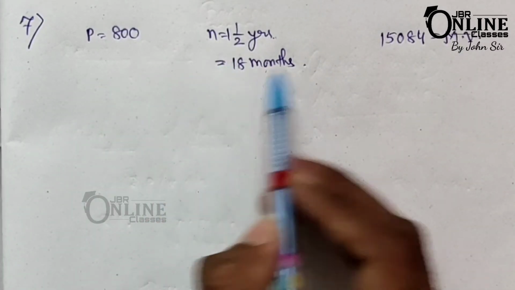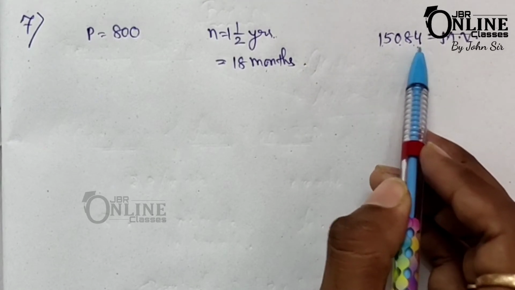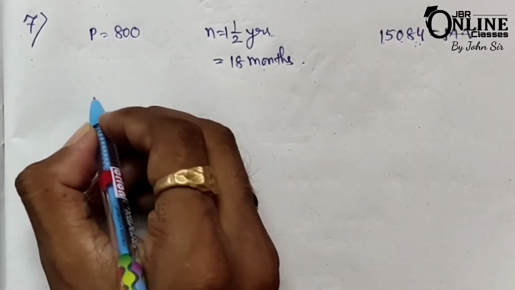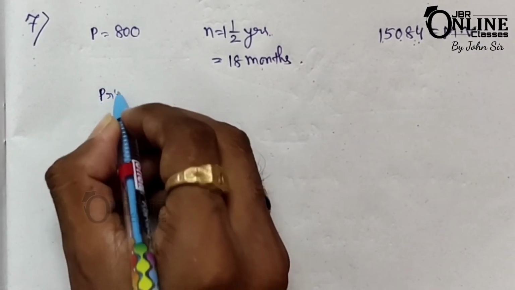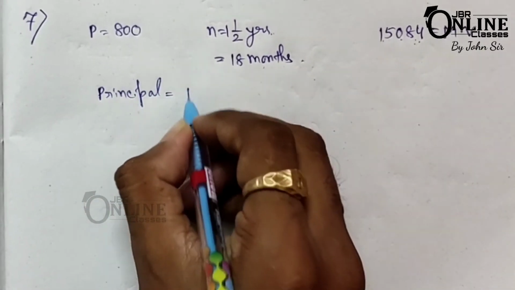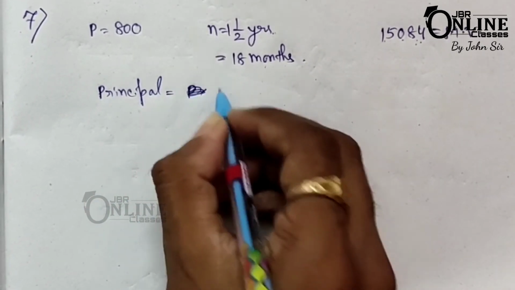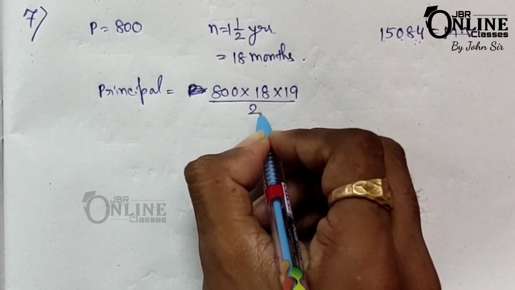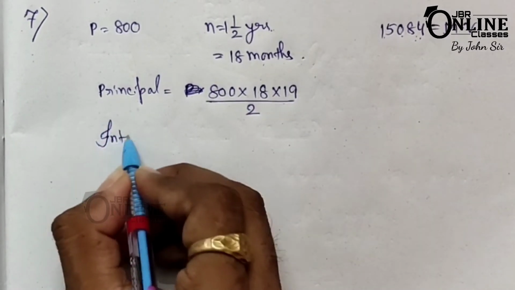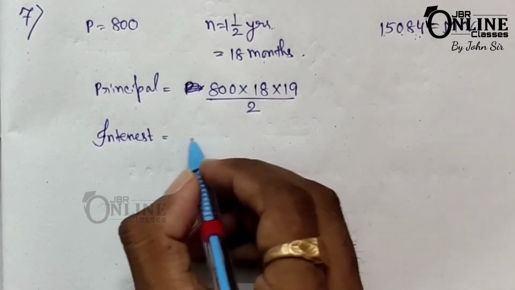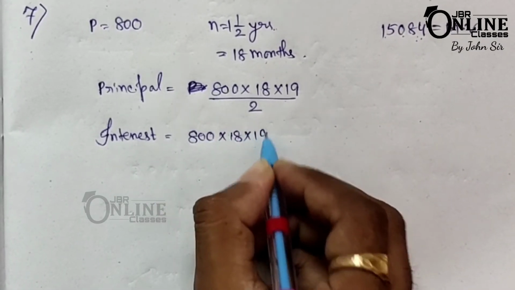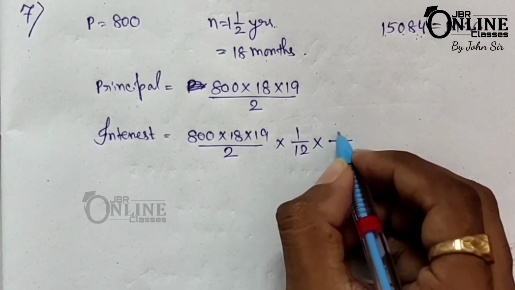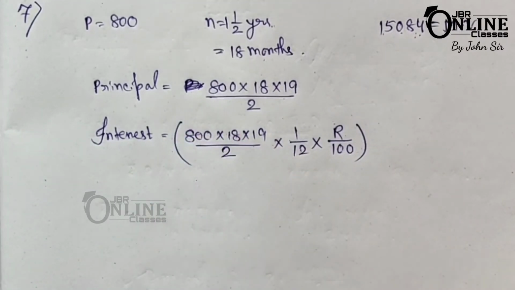So first, 15084 is the total money received, that means maturity value. Now first you have to find out the total principal. So here the total principal equals P into, so that means 800 into 18 into 19 divided by 2. Now next, interest. So here interest equals total principal into 1 by 12 into R by 100. So that is the interest.